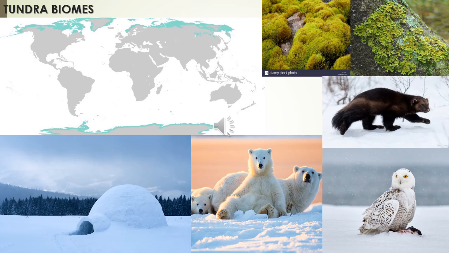The northern and the southern region of the earth, where the temperature is very low and remains frozen, you can see the tundra biome. Greenland, Arctic and Antarctic region, northern part of Asia, Canada and Europe fall in this biome. This region is also called barren land.